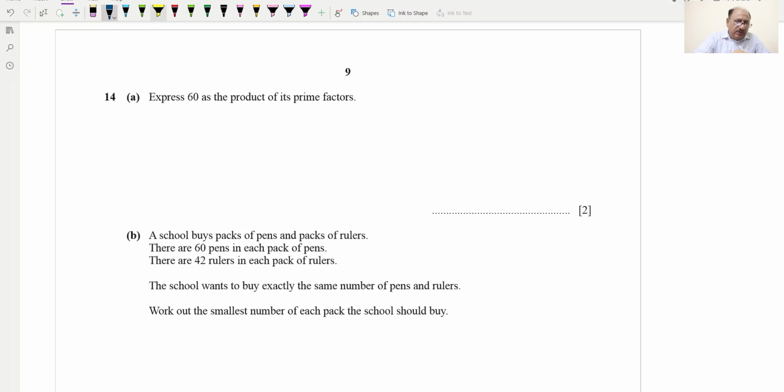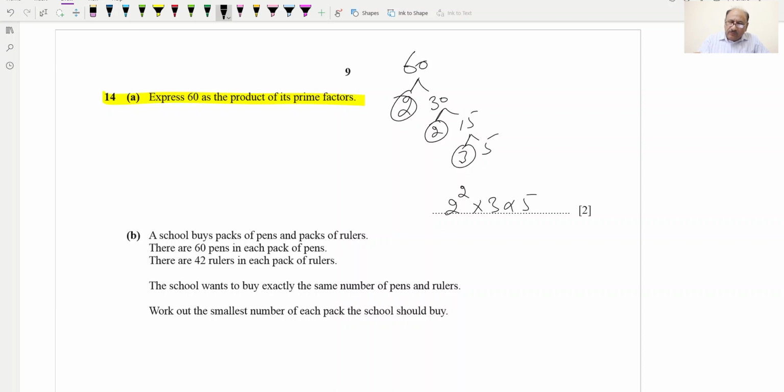Next, question number 14, A part. Express 60 as the product of its prime factors. So 60, by the factorization method, will be 2 and 30, then 2 and 15, and then 3 and 5. So we can write it as 2 raised to the power 2 into 3 into 5. So these will be the factors, basically the product of these prime factors.